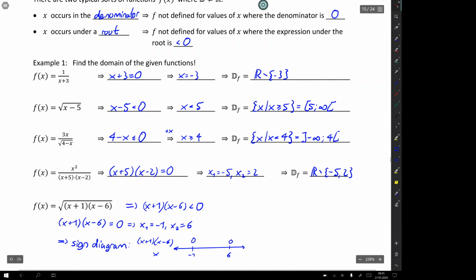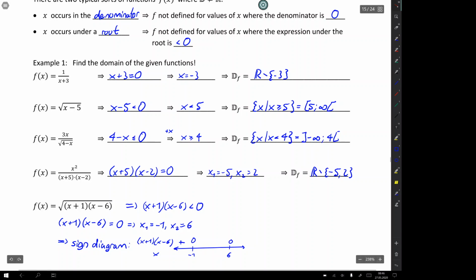So let's start with this area here, for example, we could insert -10. So -10 plus 1 is -9. -10 minus 6 is -16. -9 times -16, well, minus times minus is plus. That's the only thing that I was interested in, so I know in this region it is positive.